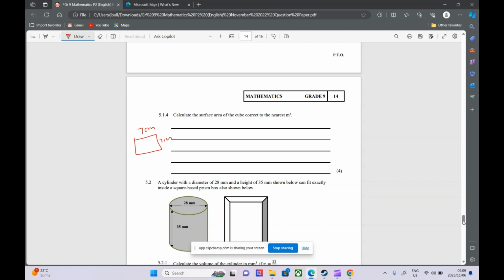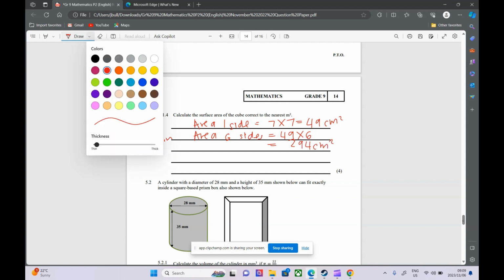There are 6 sides. So we can say the area of one side is 7 times 7, which is 49. If we want the area of 6 sides, that is just going to be that answer times 6. So 49 times 6, which is going to give us 294 centimeters squared.